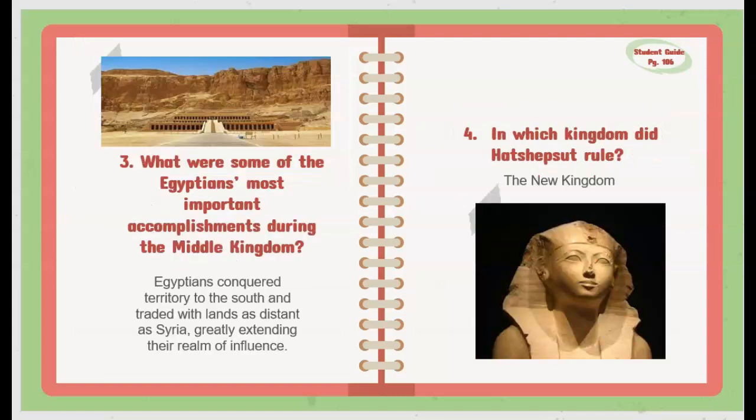Question number 3, what were some of the Egyptians' most important accomplishments during the Middle Kingdom? Egyptians conquered territory to the south and traded with lands as distant as Syria, and they greatly extended the realm of their influence. And question number 4, in which kingdom did Hatshepsut rule? That's such a fun history word to say. She ruled in the New Kingdom.